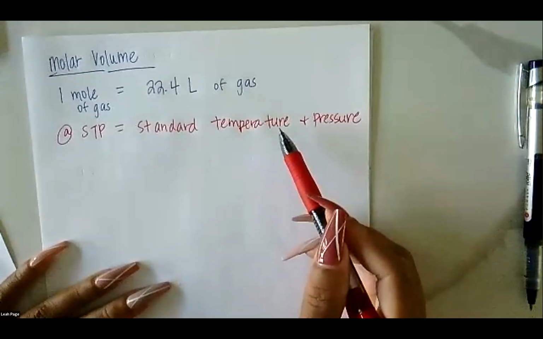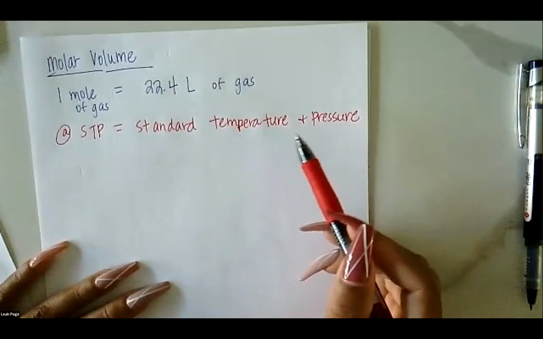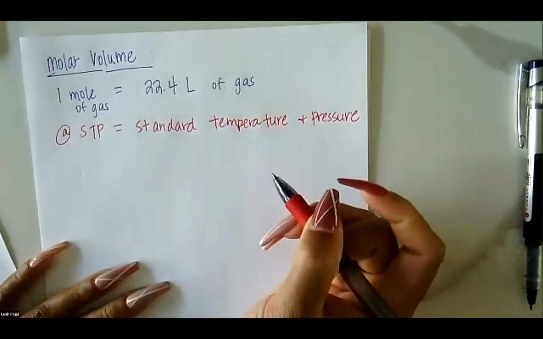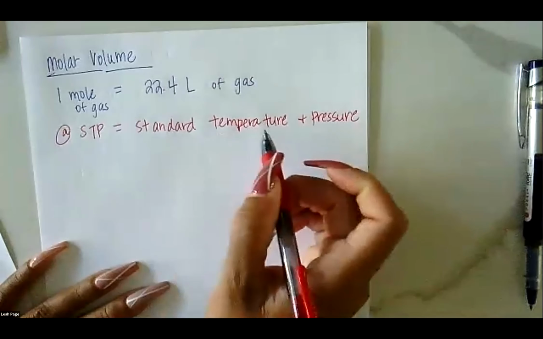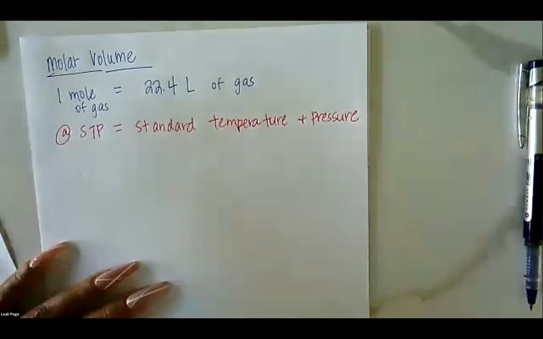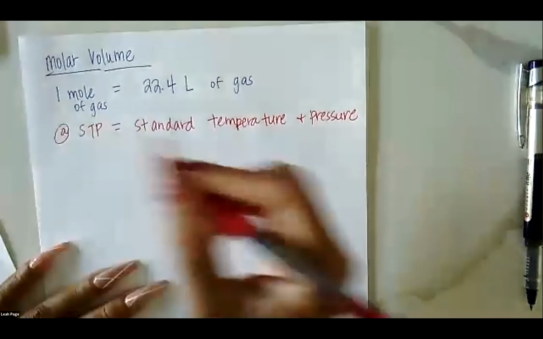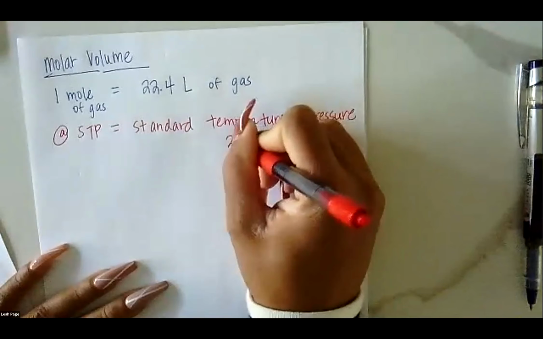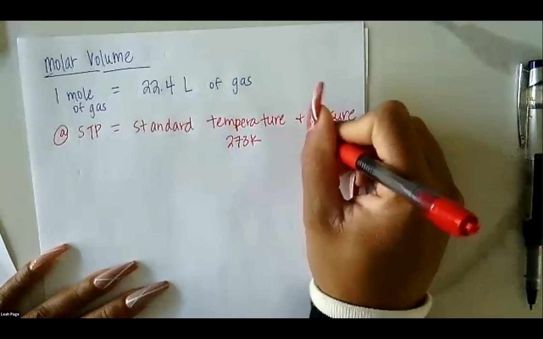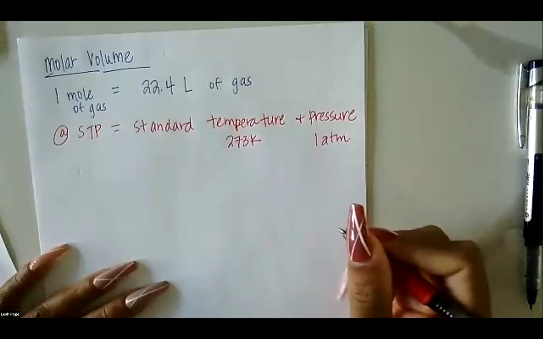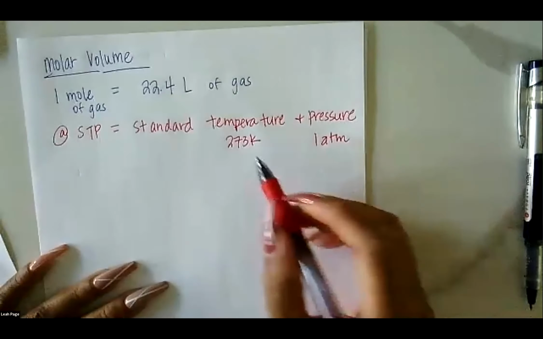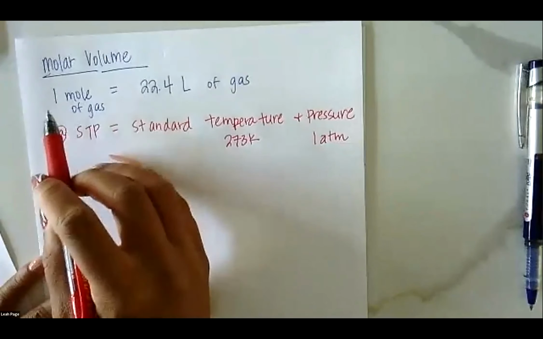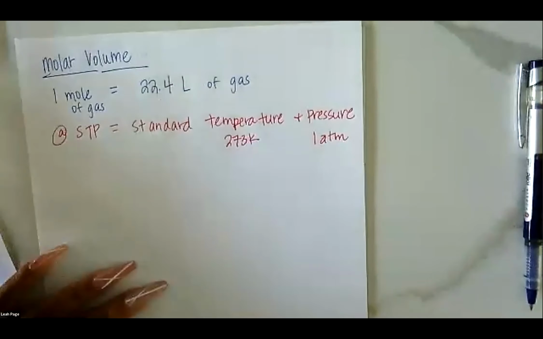So standard temperature and pressure is just saying when we talk about gases, and we have a whole chapter that discusses gases, if they're at STP, that simply means that their temperature is 273 K and their pressure is 1 atmosphere. So if I know that a substance is at 273 K and 1 atmosphere, I can assume that 1 mole of that substance is going to equal 22.4 liters.